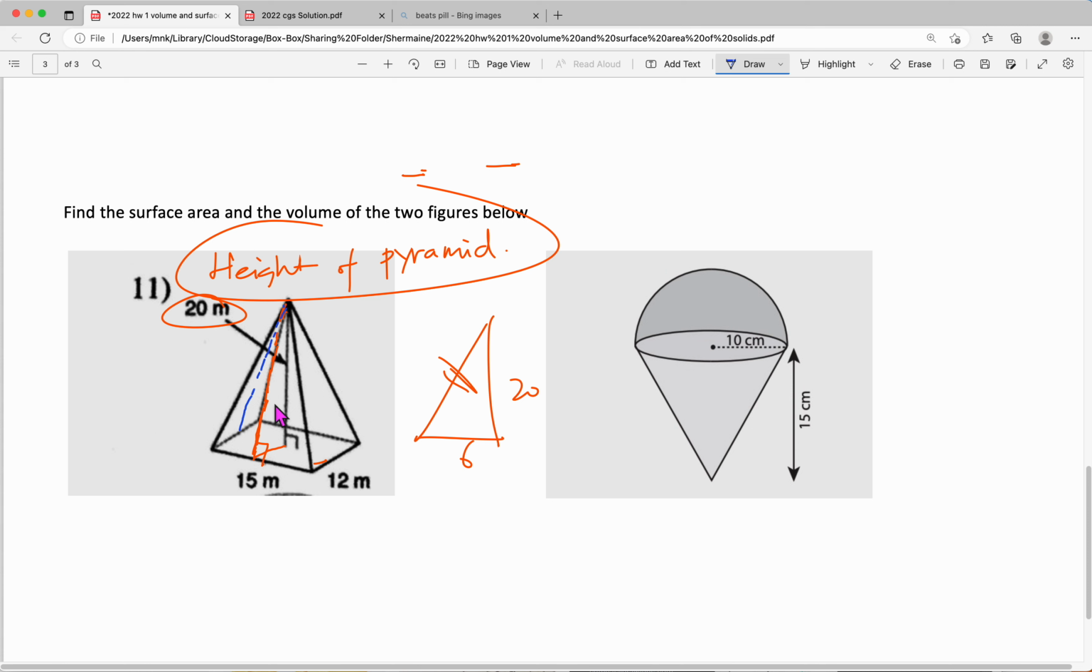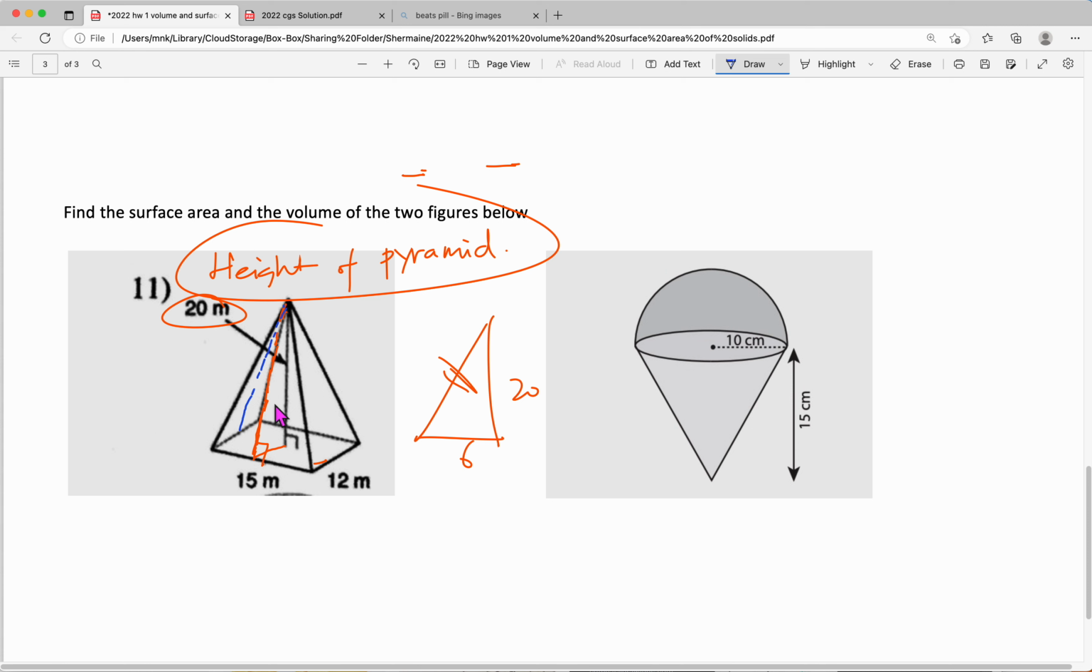One third times base area and height, yeah. Okay, base area is 15 times 12, then times the height will be 20, right? Okay, good. Okay, this one, what do you see for this one?